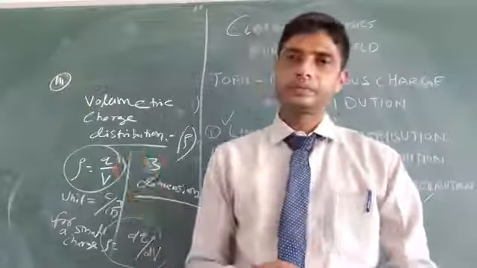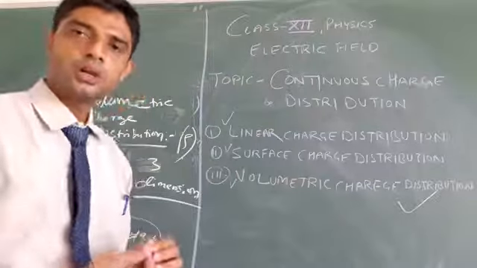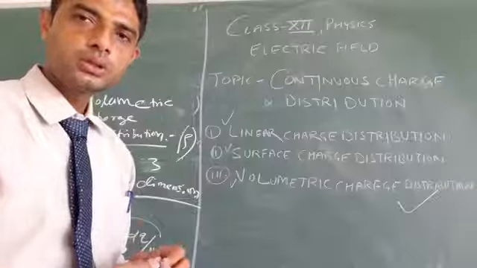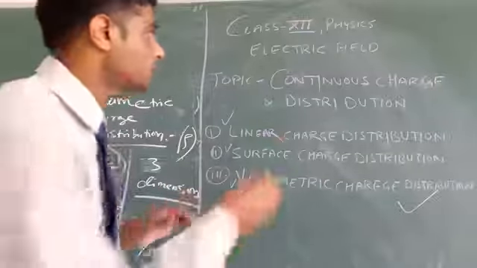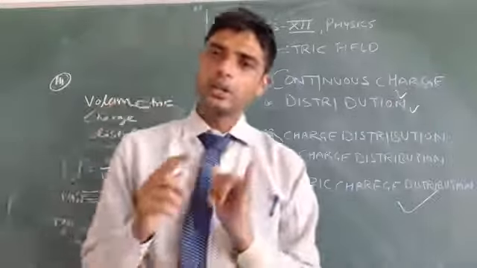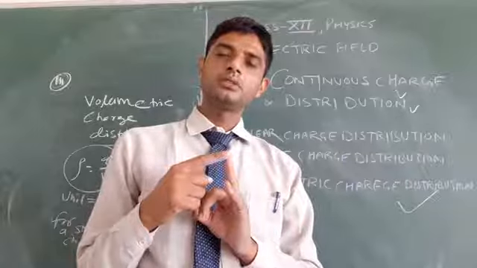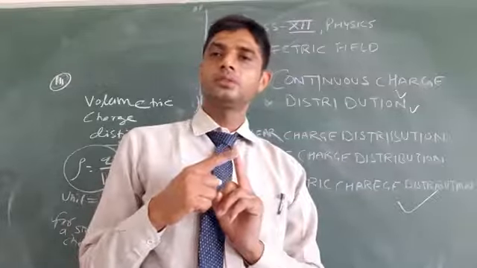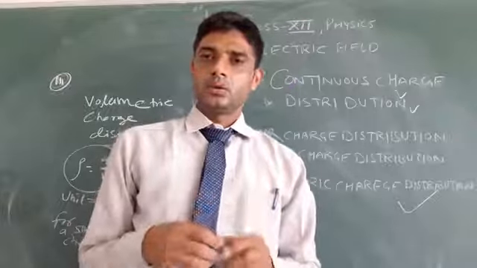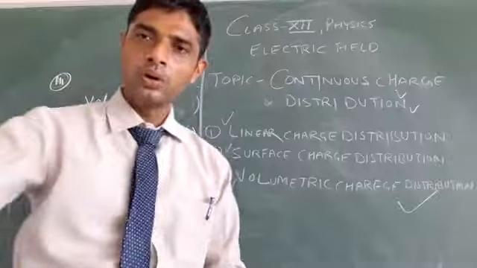So these are the types of continuous charge distribution. I hope you understand about continuous charge distribution. Linear charge is only in one dimension, surface charge in two dimensions, and volumetric charge in three dimensions. Now I am going to explain a numerical based on this topic.